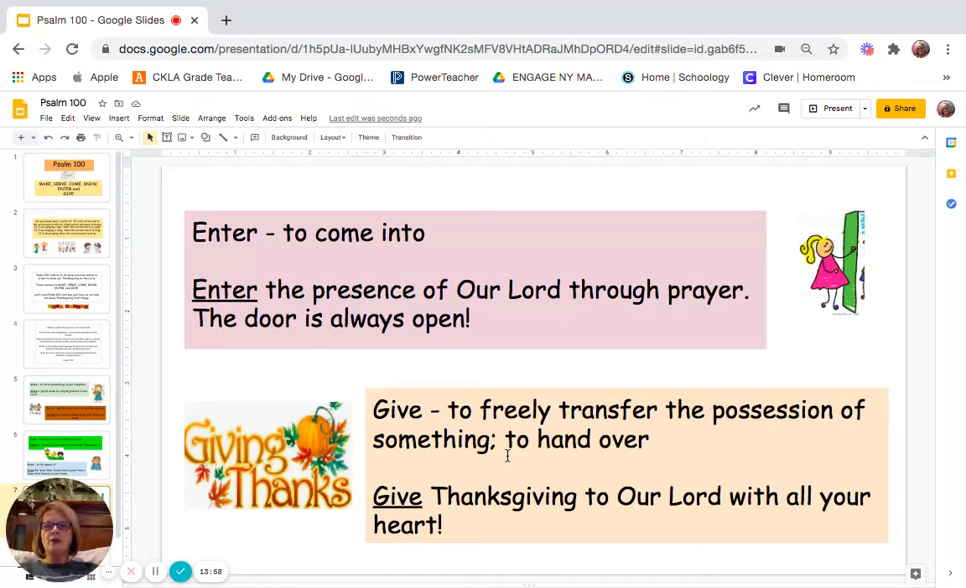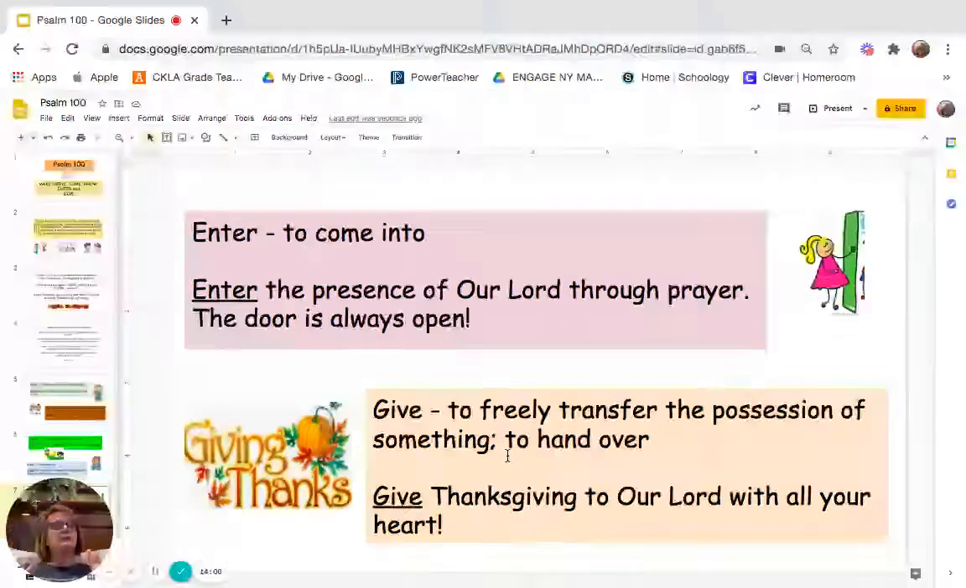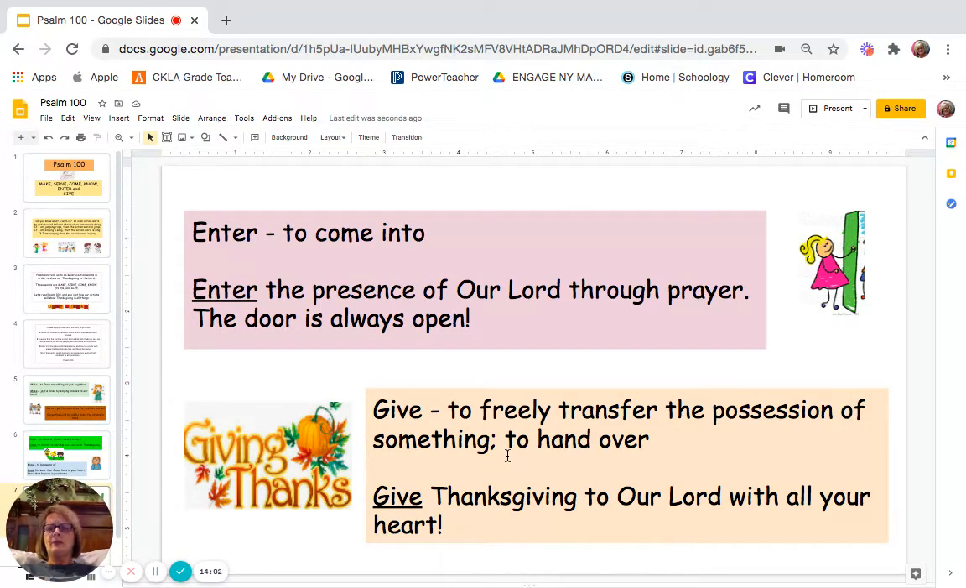So when I think about coming into or entering in, I do think about going to church as well and entering into the church building. But I also like to think about how I enter the presence of our Lord by praying or through prayer. I can pray and seek the Lord, and He will come to me, and I will be within His presence. And we can always do that because the door is always open.